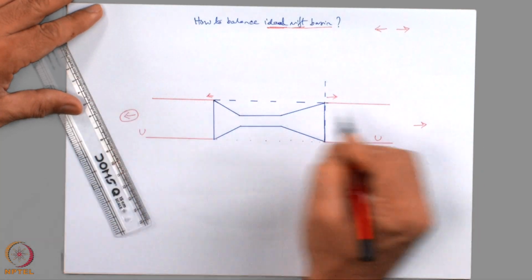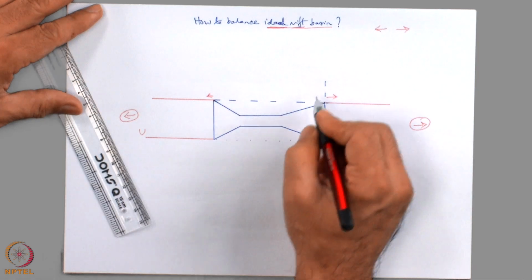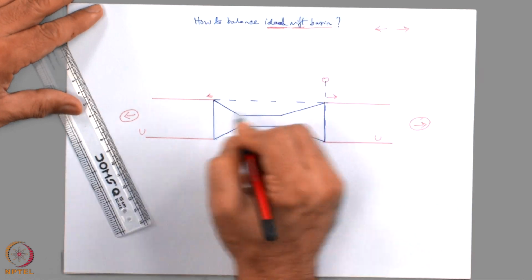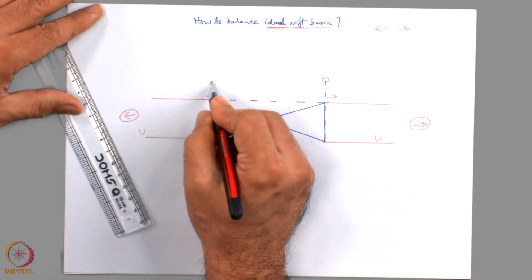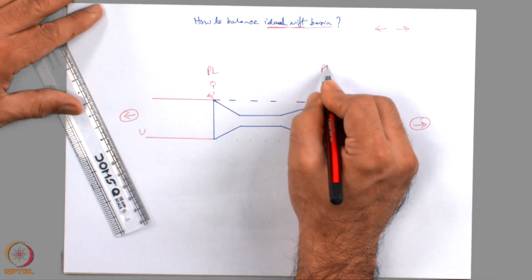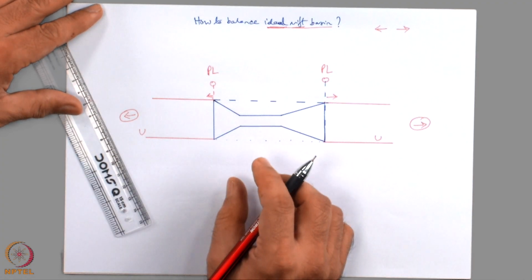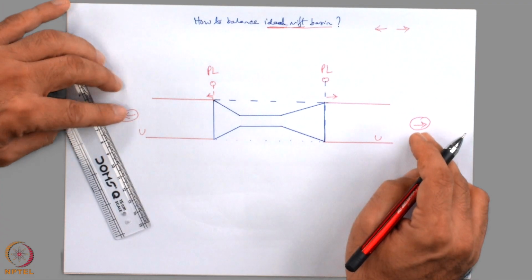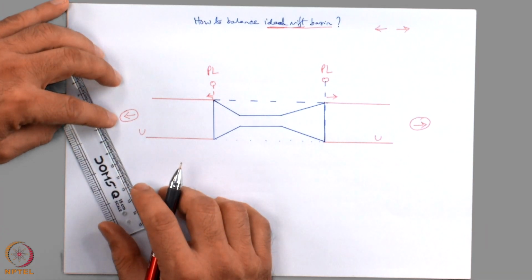Since the rift basins are products of extension, if I think of this as one pin line and this as the other pin line, it is obvious that these two pin lines were closer to each other before deformation, and only during extension they have gone far away.